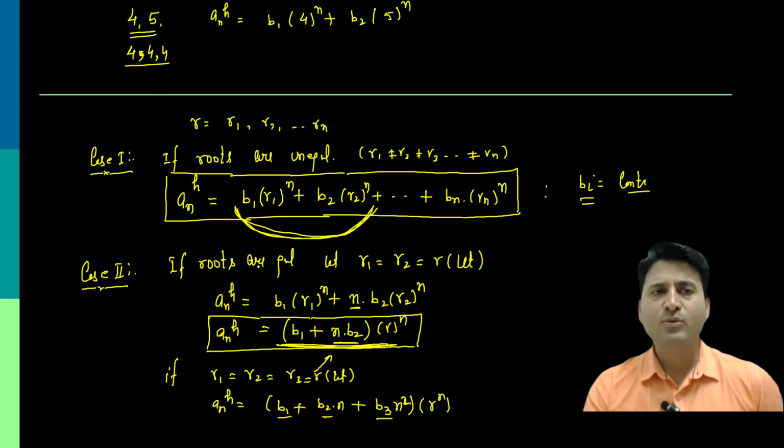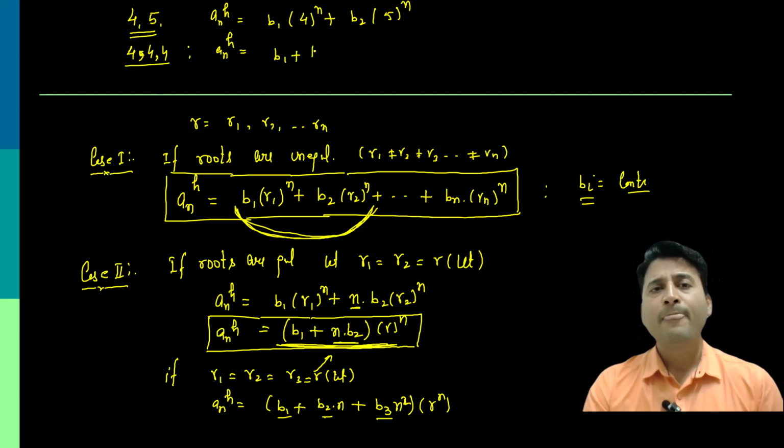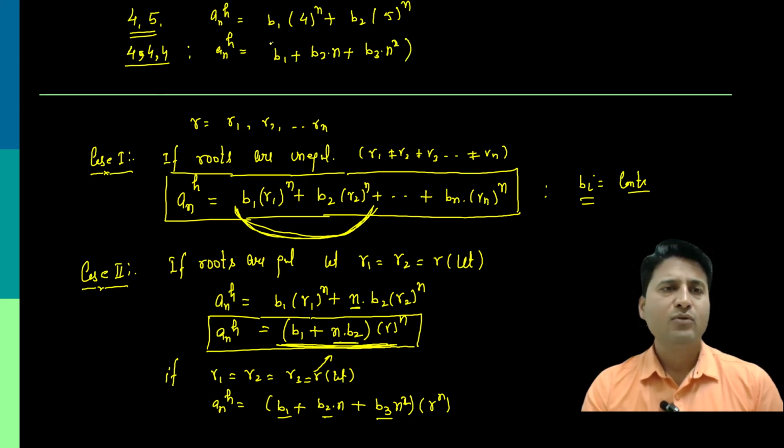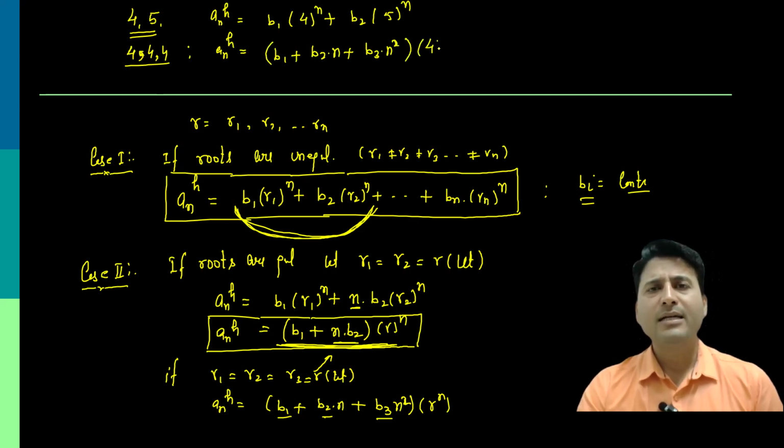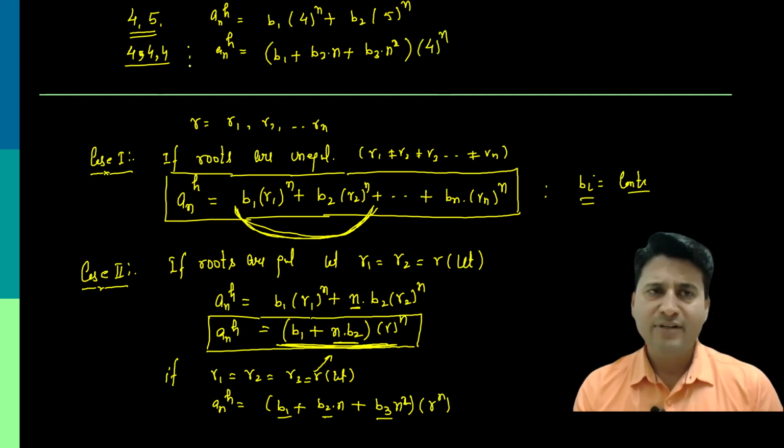Repeated root, case number 2. In this case, the homogeneous solution will be written by applying the repetition for three roots: b1 plus b2 into n plus b3 into n square, into r to the power n. What is r? The common value. This is the second case, when roots are equal.